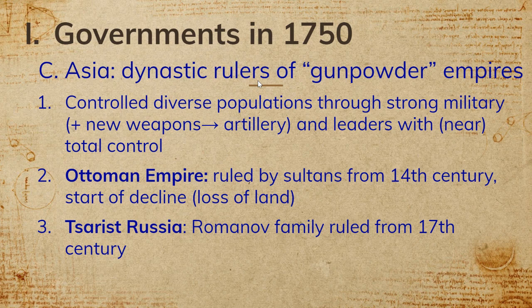All right, so the Ottoman Empire, this is ruled by sultans. That's just the fancy word for their head of state, like emperor or king. They start in the 14th century. They start actually closer to India and then kind of move westward. But really their height is about the 1500s, 16th century. And by 1750, they're starting to decline. They're starting to lose their land.